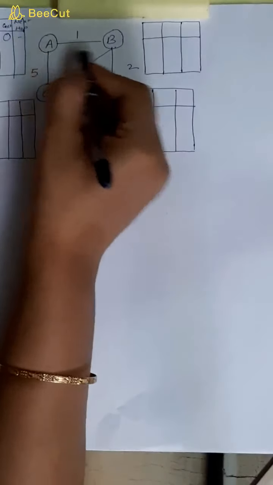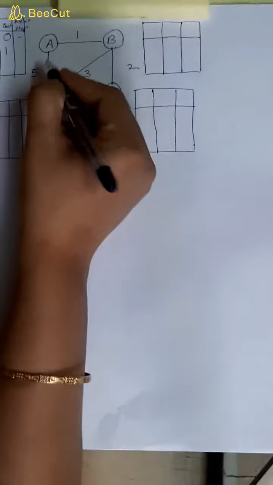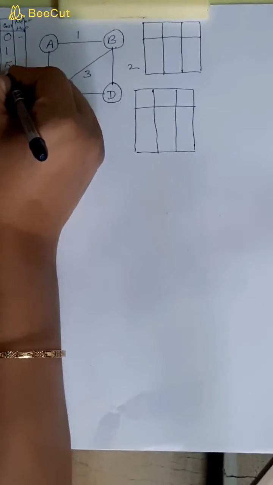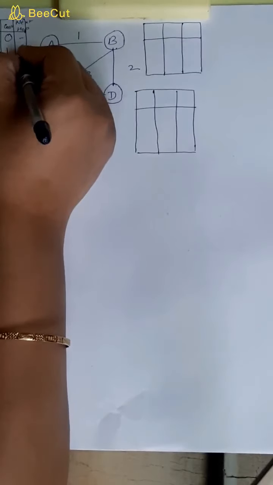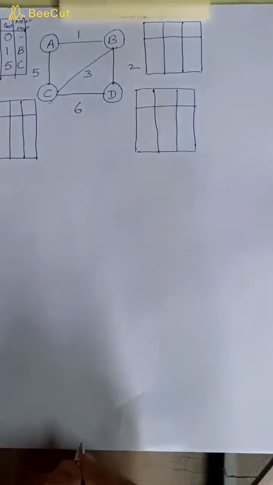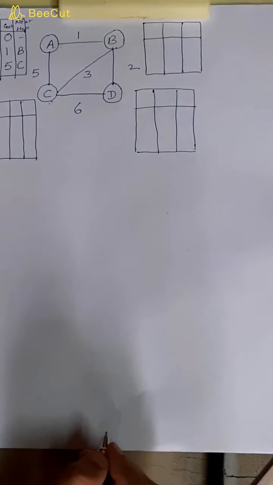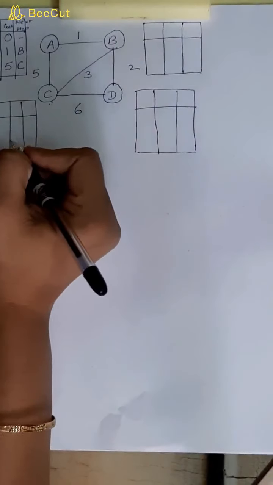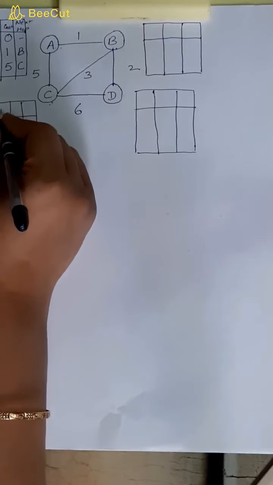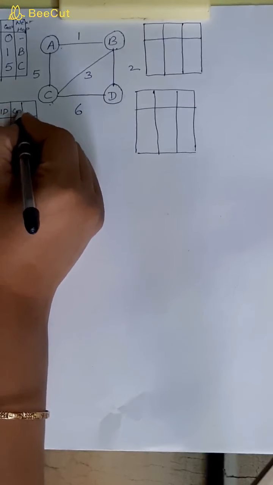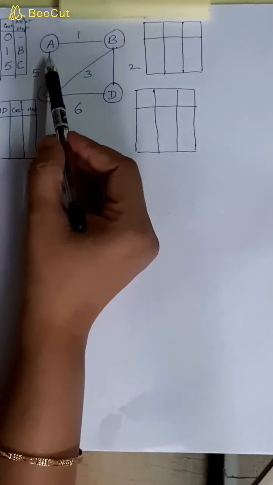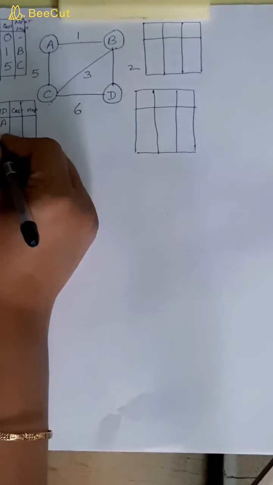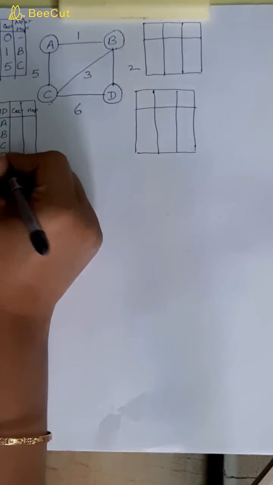To reach B, cost is 1. To reach C, cost is given as 5. Okay, as both of these are direct links, so we'll write next hop as B and C only. Then for C, you can see that we are having direct links to A, B and D. So we'll write the entries like this.